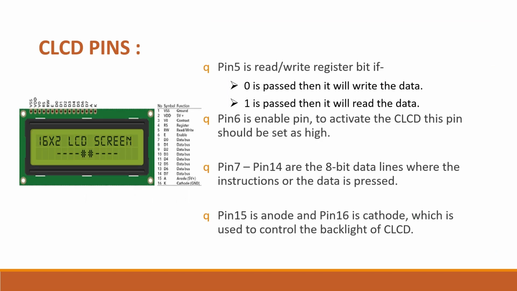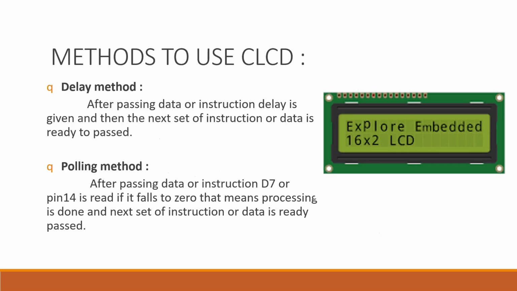Then CLCD pins continuation. Pin 5 is the read/write pin. If we give 0 to the pin, it will write the data. If 1 is passed, it will read the data. Pin 6 is to activate the CLCD, the enable pin, which should always be high. Pins 7 to 14 are 8-bit data lines where the instruction data is passed. Pin 15 is the anode, pin 16 is the cathode. This is basically to control the backlight of the CLCD.